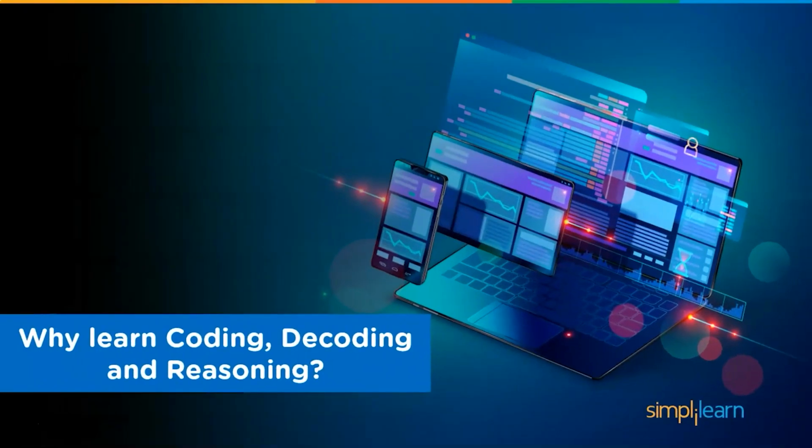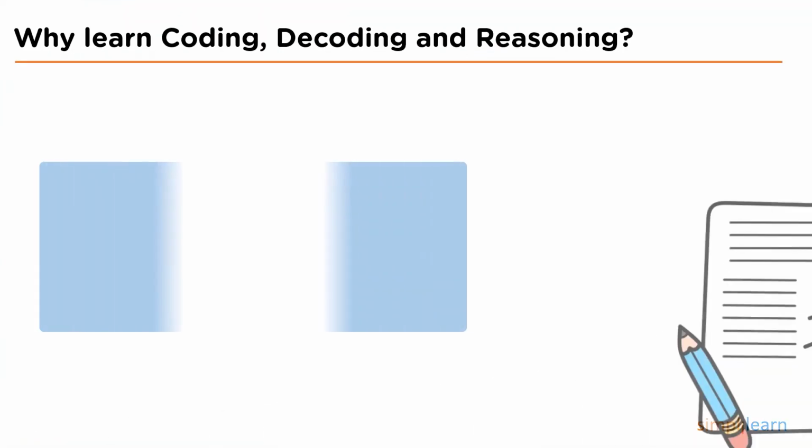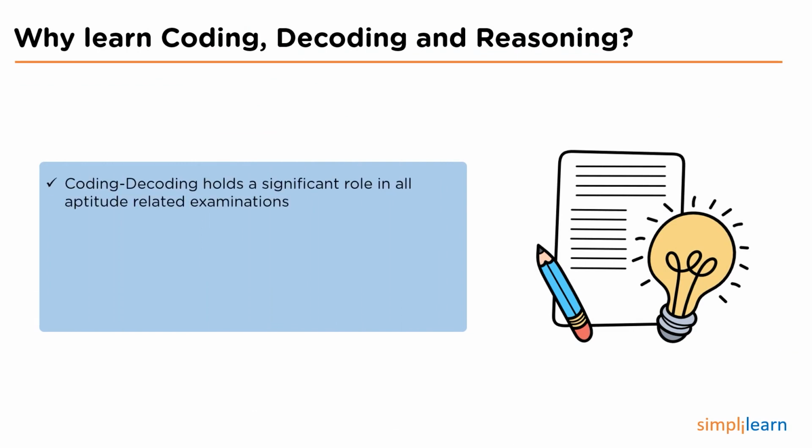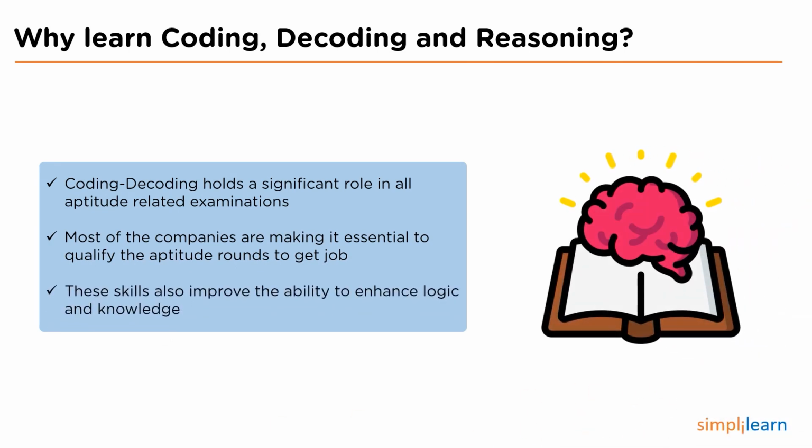Now, let's have a look at why we need to learn these. At present, every job has entrance tests, where applicants' skills will be examined. Every entrance exam involves some kind of aptitude round, which is filled with these kinds of questions. So, coding holds a significant role in these kinds of jobs. Every company is concentrating more on these rounds to recruit employees. These coding, decoding and reasoning skills will also help improve knowledge and enhance your skills by logical thinking. So these are the few reasons why learning coding, decoding and reasoning skills is important.